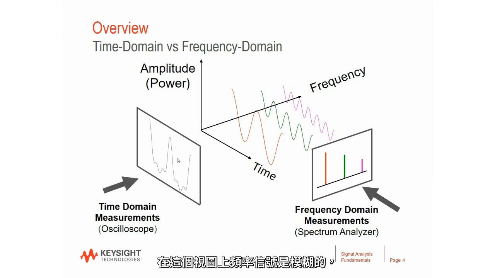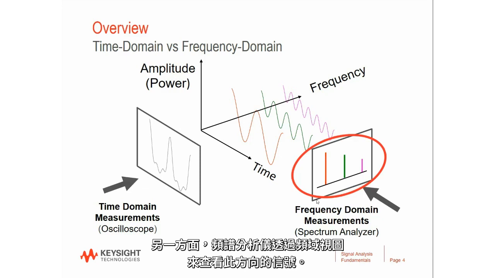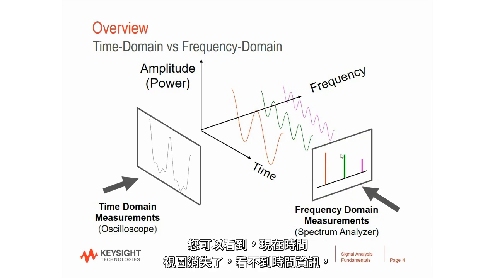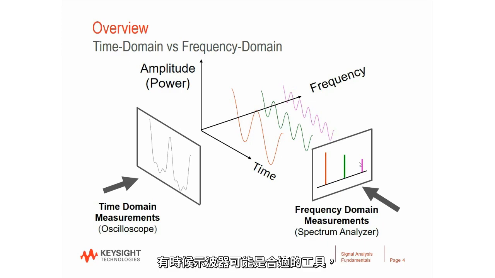The frequency information is obscured by this view. You can't tell clearly what frequency the different signals that make up this composite signal are at. A spectrum analyzer, on the other hand, looks through a window of the frequency domain and sees the signals in this direction. You can see now that the time view is gone. I don't see timing information now, but I can clearly see that I have three different frequency components that are visible in this window.